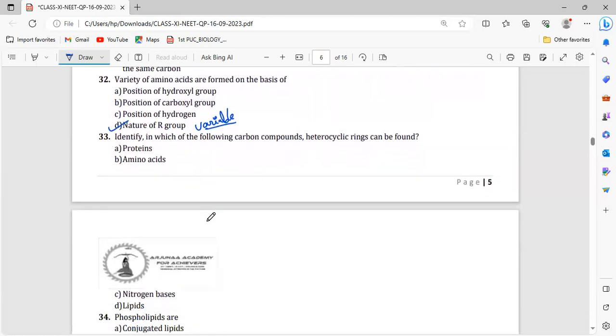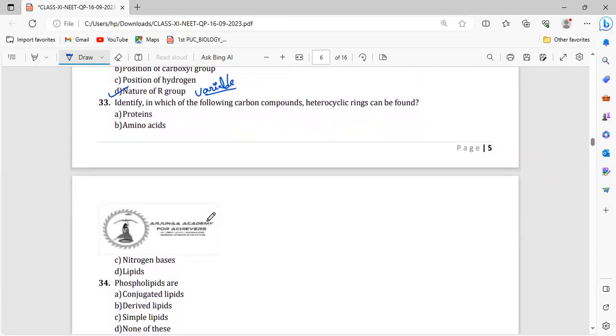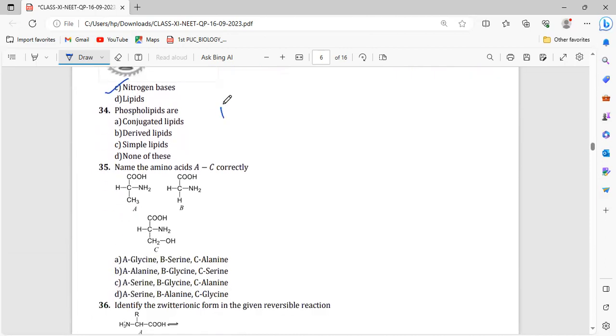Identify in which of the following compounds heterocyclic rings can be found. Heterocyclic rings we can find only in nitrogen bases. In proteins, amino acids, and lipids, we do not find any rings. Phospholipids have a phosphate group, which is the inorganic part, and lipids, which are organic. Here lipids are associated with phosphate. Such lipids we call conjugated lipids.